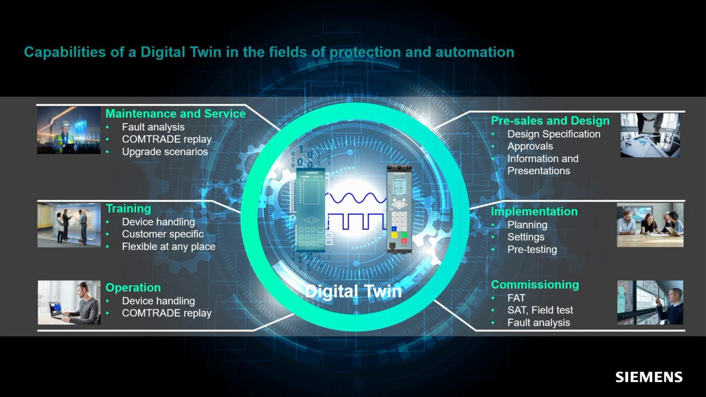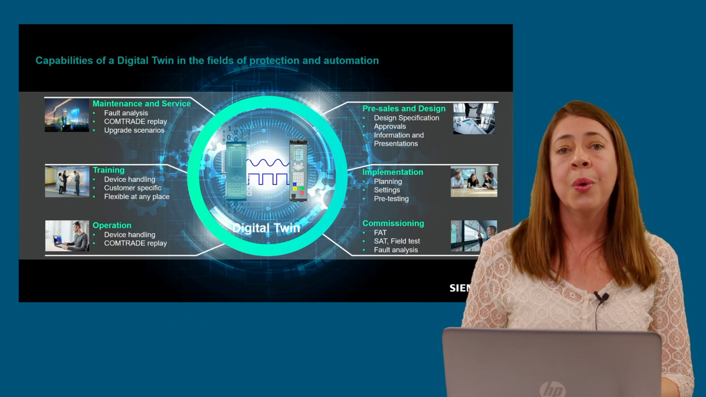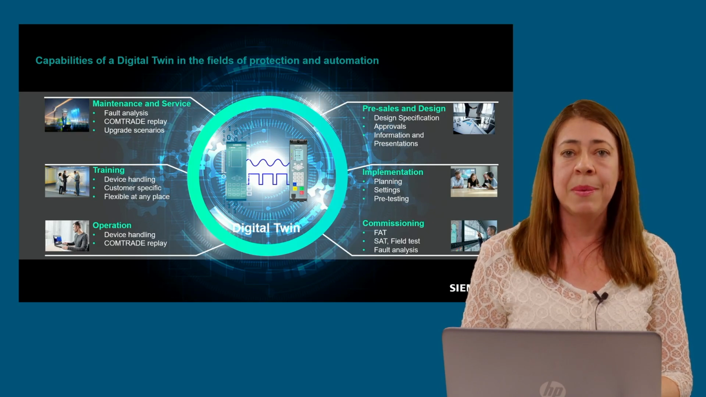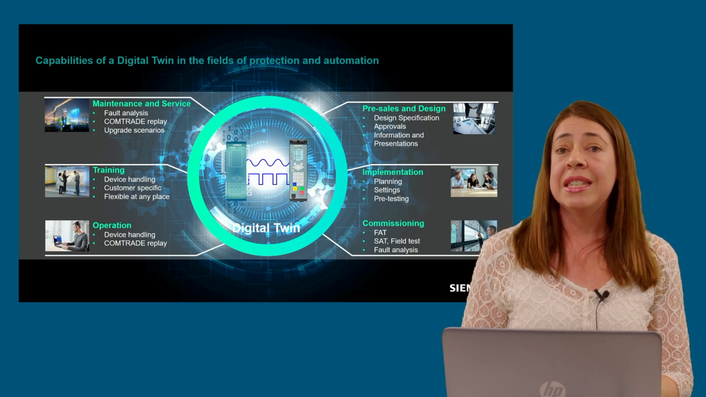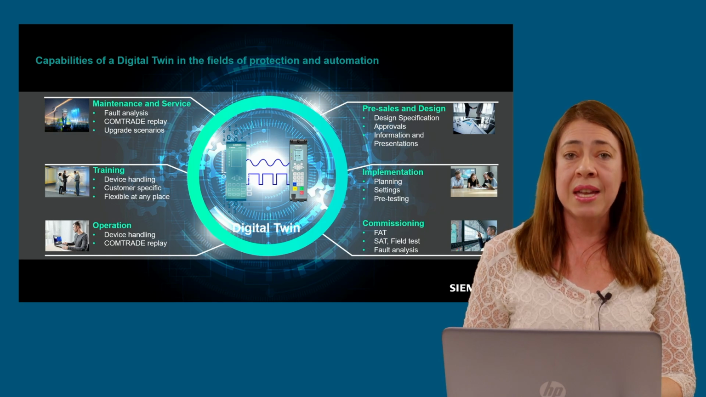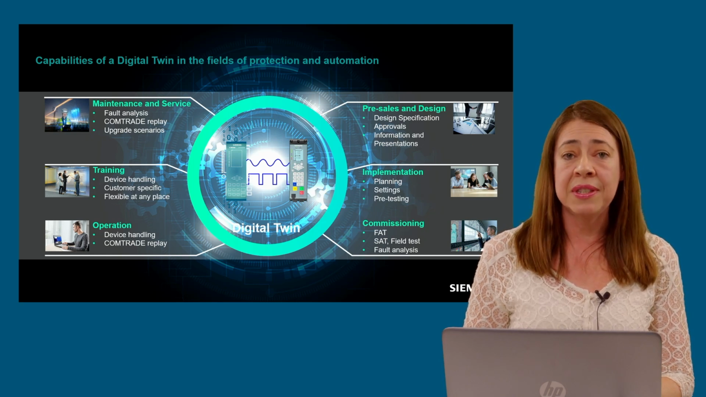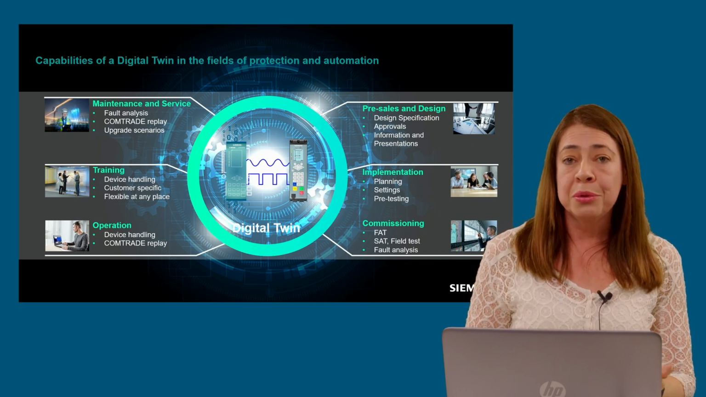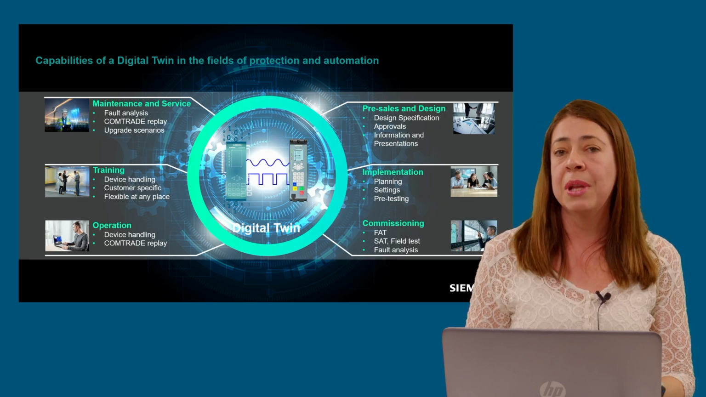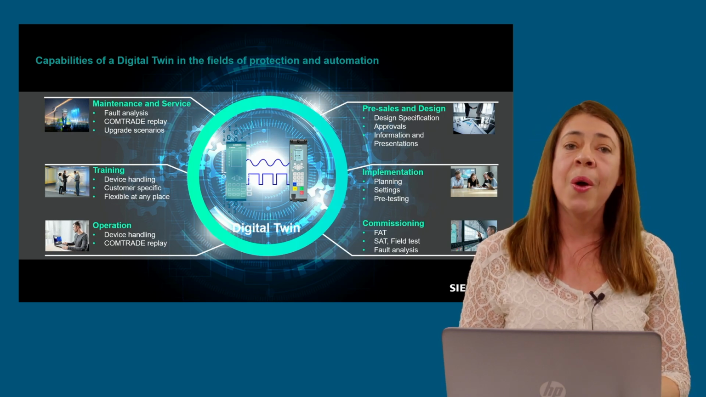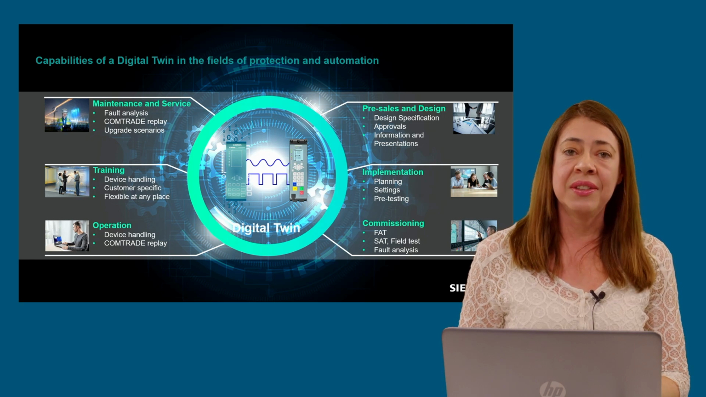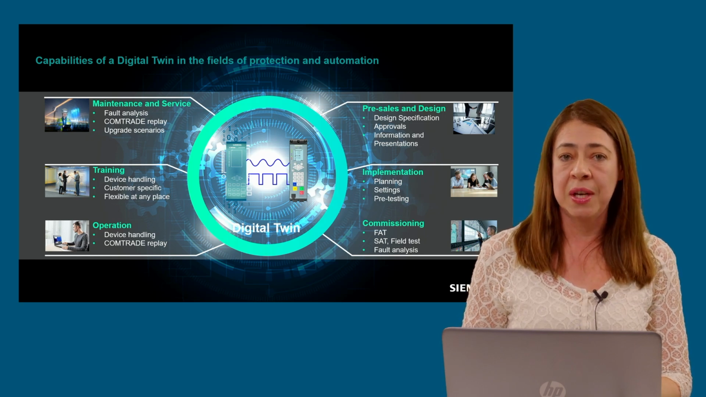The Digital Twin allows testing of the energy automation system with low effort and within minutes, without hardware, without wiring, without physical testing equipment. It is the companion of the SIPROTEC 5 device along the complete life cycle and can be used during the acquisition and design, implementation, commissioning, operation, knowledge transfer, maintenance, and service.